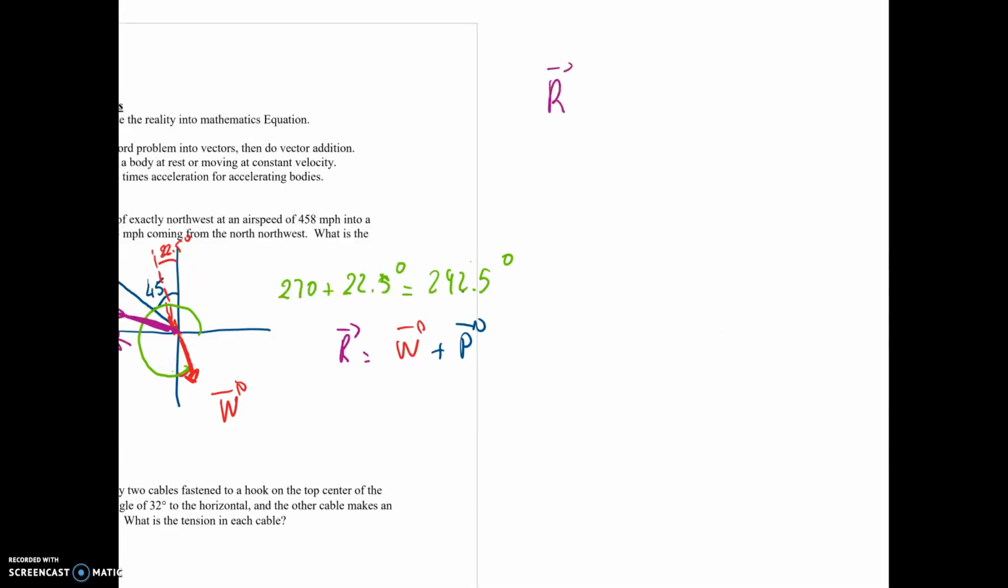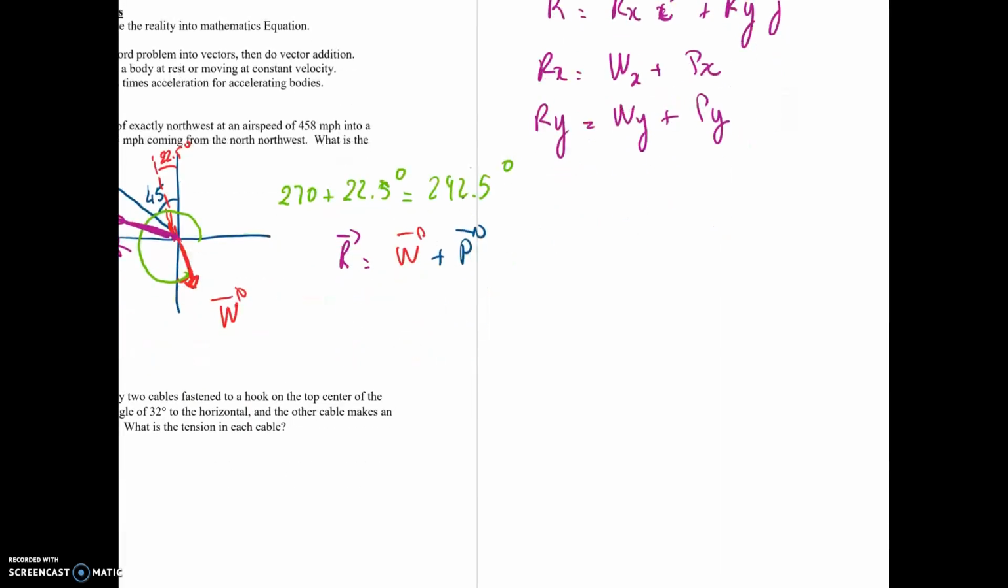Now, pretty easy, pretty simple to define the coordinate of R. R is going to have Rx, let's call that i, the vector being only on an x dimension, plus Ry, and Rx equal Wx plus Px, and Ry equal Wy plus Py.